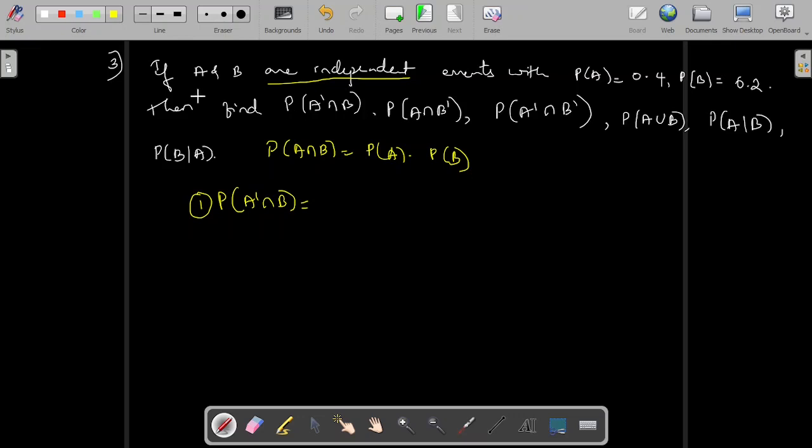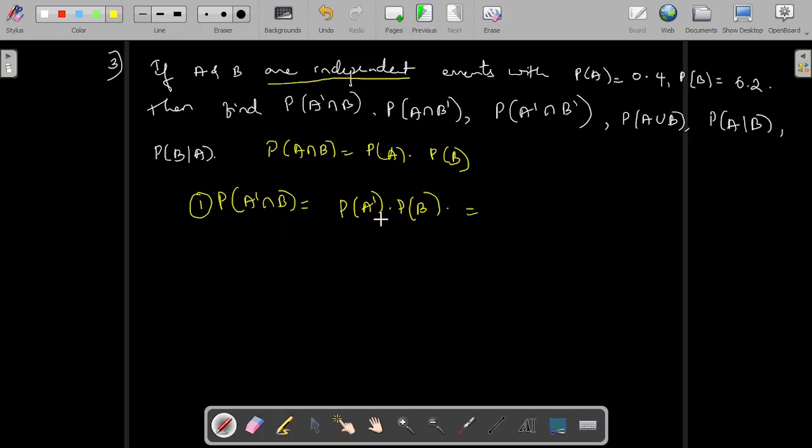So if A and B are independent events, then you know that A dash and B are independent, A and B dash are independent, and A dash and B dash are also independent. So I can write this as P of A dash into P of B. Only this splitting is possible if it is given as independent events, which they have already given. Though A dash and B are independent is not directly given, if A and B are independent, automatically all these 3 will follow.